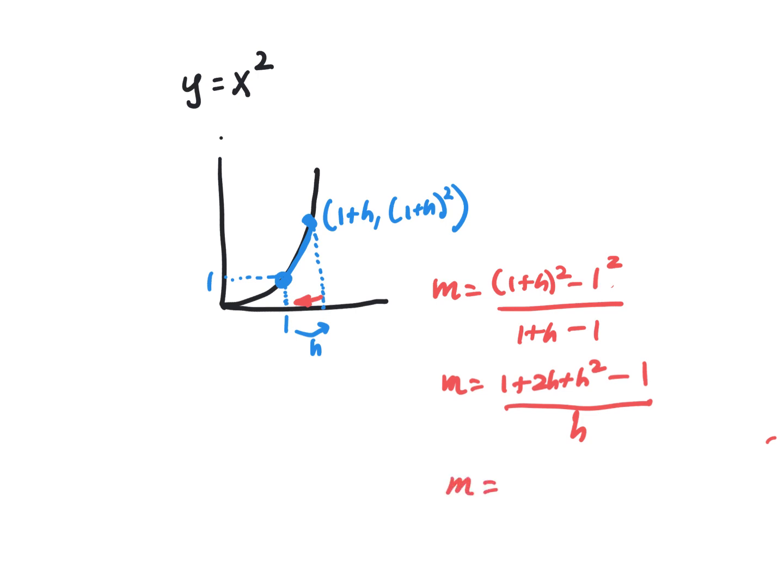And so you end up with slope is, and you factor out an h, (2 plus h) over h. The h's can cancel, and you end up with 2 plus h. So if we end up having h be 0 so that it disappears, our answer would be that the slope of that tangent line right here at the curve would be a slope of 2.